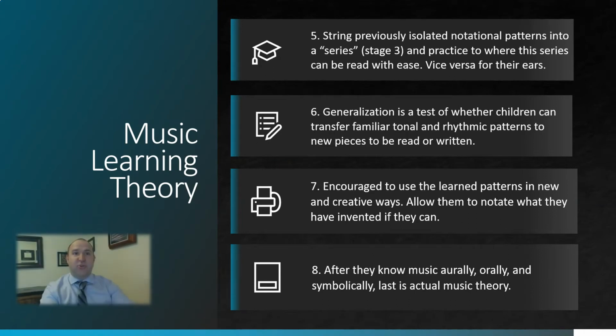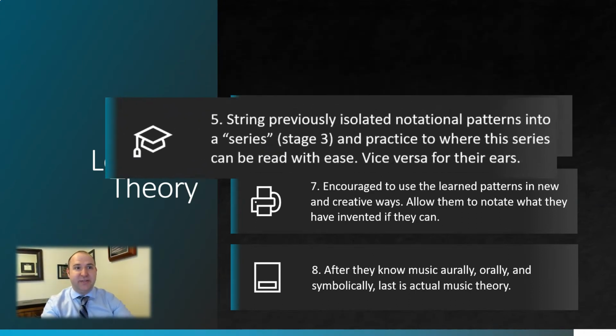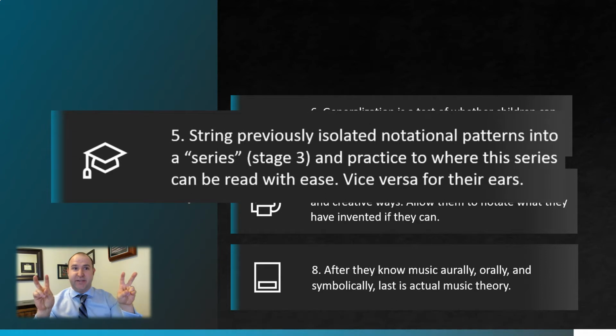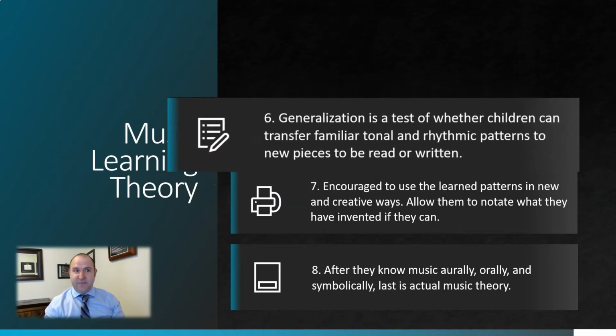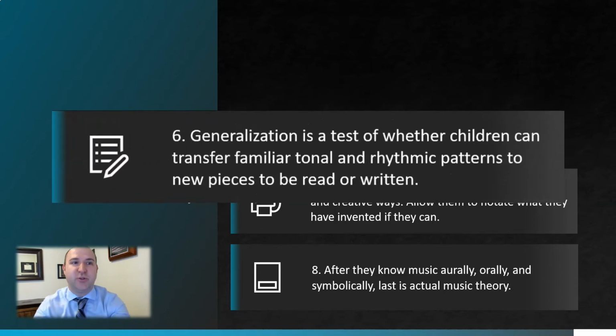Step 5. String previously isolated notational patterns into a series and practice to see whether this series can be read with ease. Vice versa for the ears. They should be able to dictate a melody or rhythm that uses familiar patterns. Familiar patterns are patterns that have been previously sounded or symbolized. Step 6. Generalization is a test of whether the children can transfer familiar tonal and rhythm patterns to new pieces to be read or written.